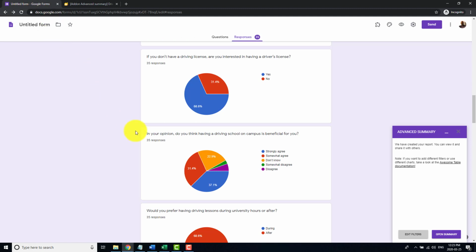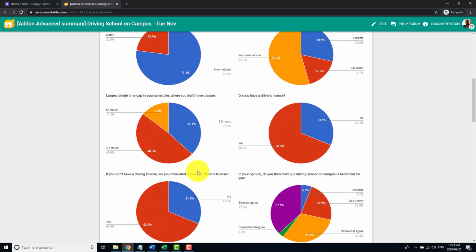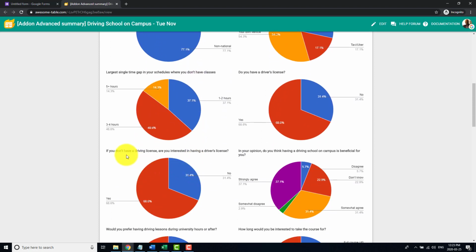So back to here. In your opinion, do you think having a driving school on campus is beneficial to you? So I have a total of 37% strongly agreed, 31% somewhat agreed. That means 68% agree. Go back to my advanced table, and let's go down to my MDP question. Here's my somewhats, here's my stronglys. We're going to filter and see which group gets bigger for this.